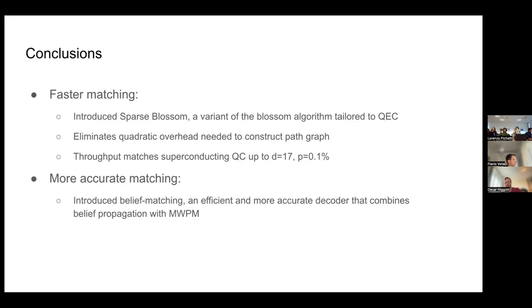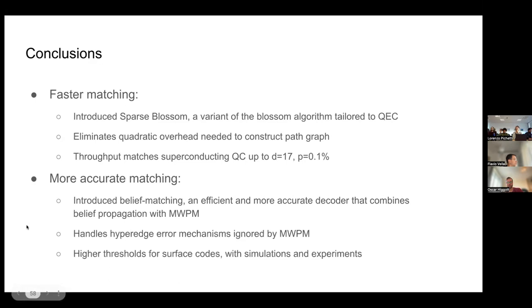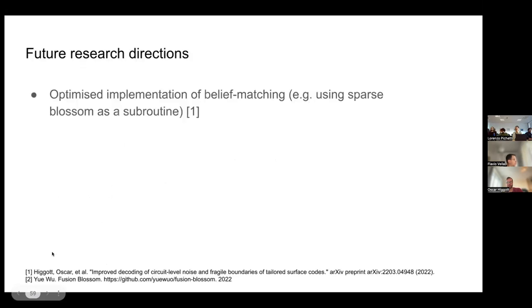And I also very briefly gave an overview of the results of this other project on more accurate matching and introduced belief matching, which is an efficient and more accurate decoder that combines belief propagation with matching. And it handles hyperedge error mechanisms ignored by matching. And this has, as I said before, asymptotically the same running time, but is in practice currently much slower. So that's also some future work. And as I say, it has higher thresholds for simulations and experiments.